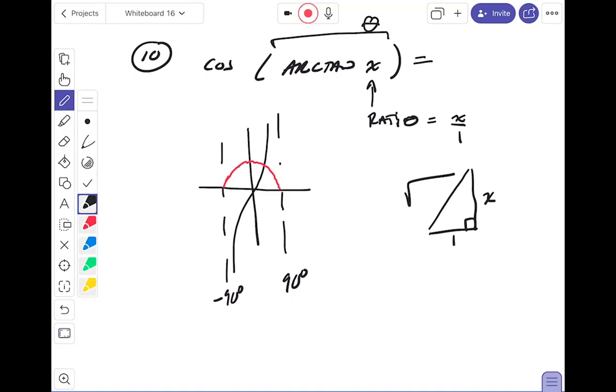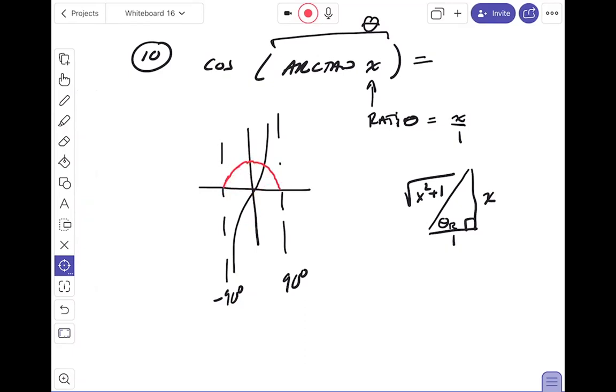The hypotenuse would be, let's see, x squared plus 1, right? That's the Pythagorean theorem, the square root of that, by the way. And this would be the angle theta, right? This is the reference angle. Whether the reference angle is in this quadrant here or that one over there, it really doesn't matter much. The cosine between those two numbers is always going to be positive.